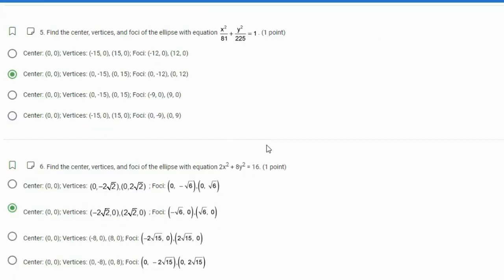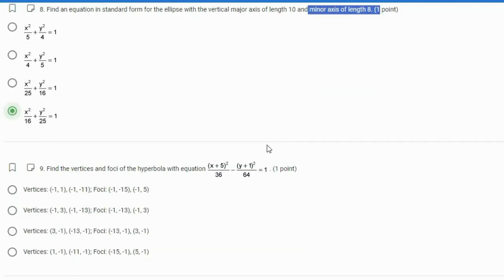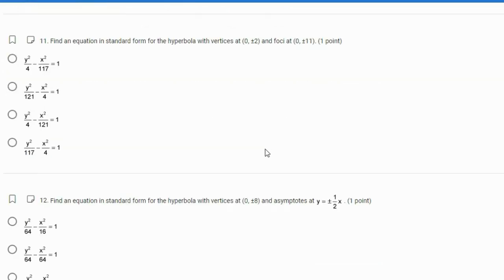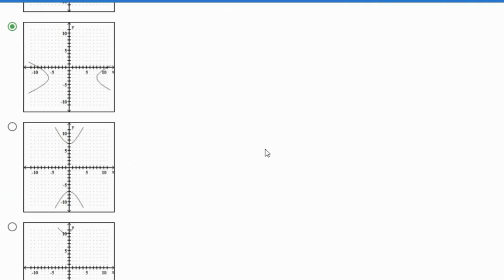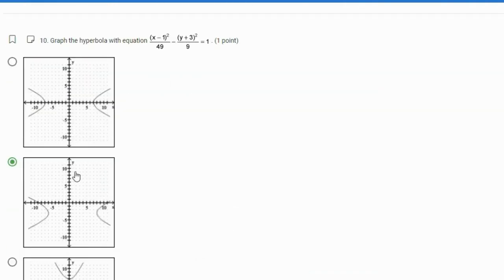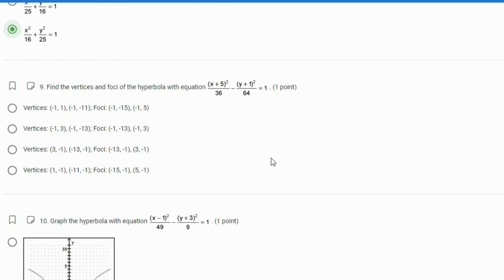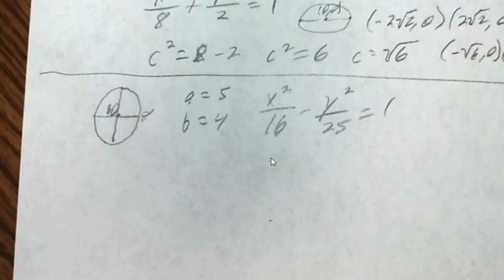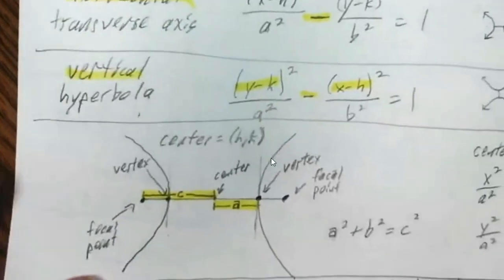Okay, so we had 4 questions about parabolas, 4 questions about ellipses, and we've got 4 questions about hyperbolas. 1 of which we've already done, because it was just the graph. So let's see, we need our hyperbolas notes then for this last ones.